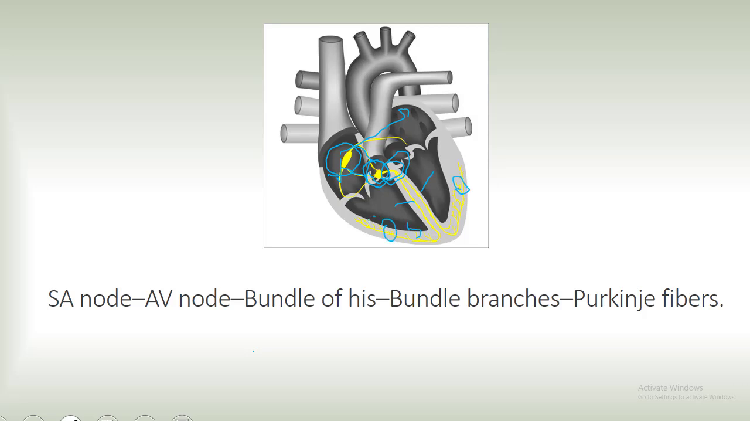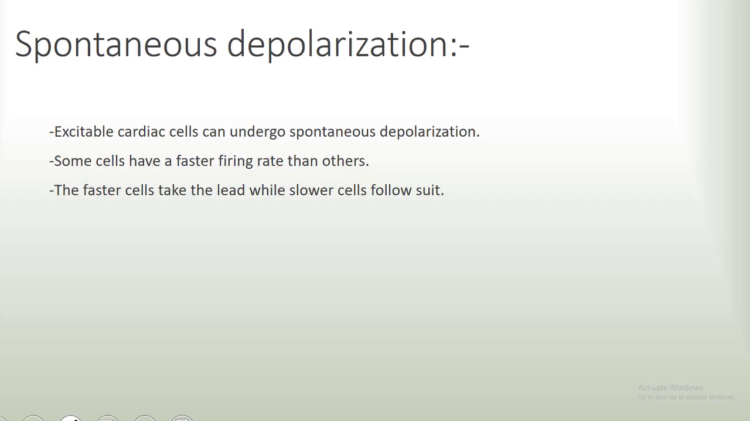And these Purkinje fibers, they're multiple, they're really fast, and they're going to send the impulses very fast throughout the whole myocardium of the right and left ventricles. So you can have this really fast coordinated contraction. Now what's very special about those cardiac myocytes is that almost all the cells of the heart can undergo what's called spontaneous depolarization, or the concept of automaticity. This means that excitable cardiac cells can just undergo spontaneous depolarization followed by repolarization. It doesn't need any external stimuli.